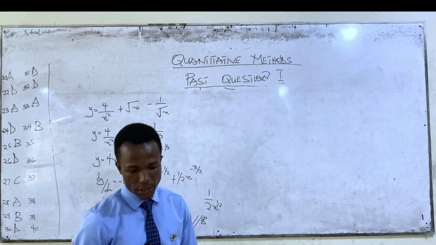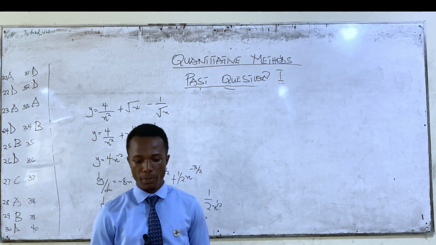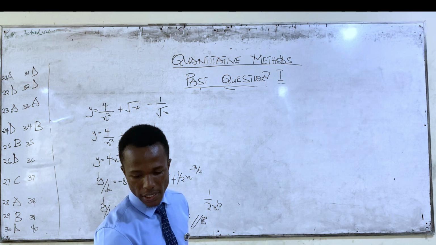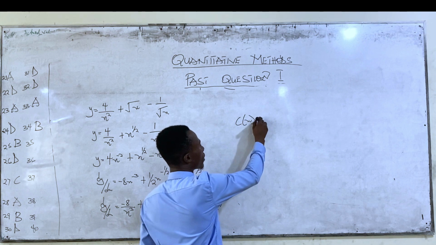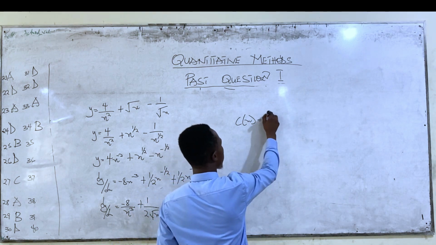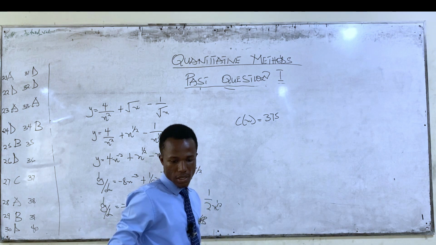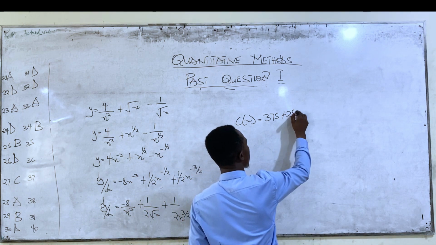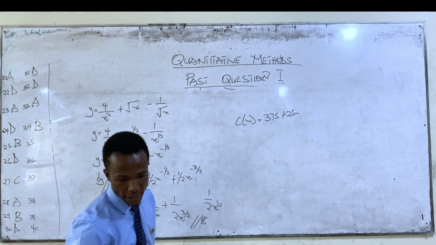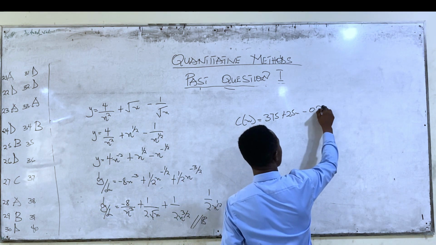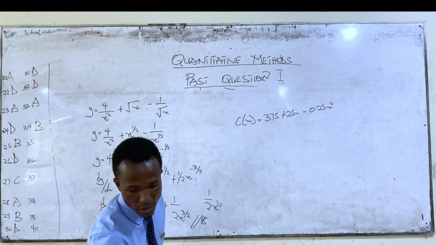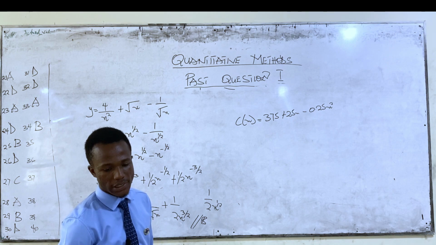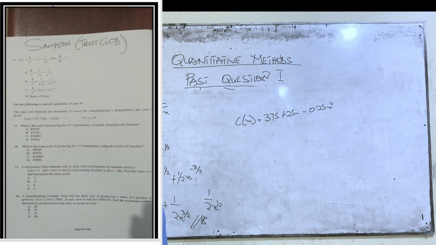Question 35. Total function in thousands of euros for manufacturing X manipulators per year is given. So we have the cost function, which is C of X equals 375 plus 25x minus 0.25 x squared. Okay, that is the cost function. Then yes, that is it. So what is the cost of producing the 31st manipulator using the marginal cost function?